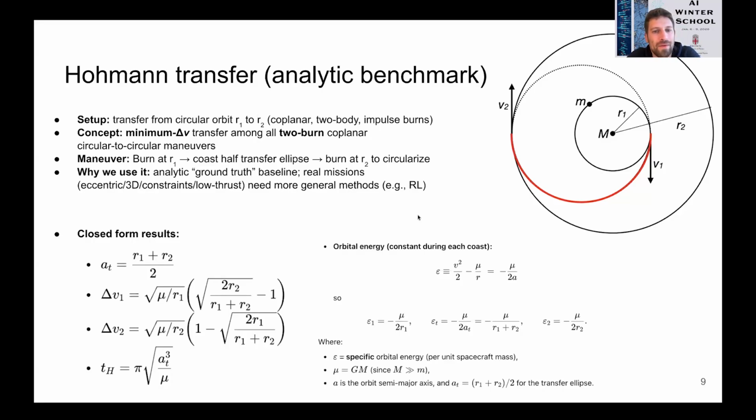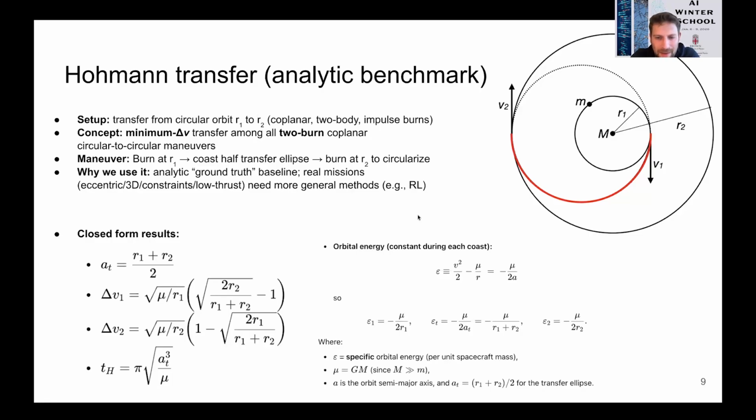However, real missions are often much more complicated. You often have not perfectly circular orbits. It's in three dimensions, obviously. There may be other constraints, more than two bodies in the system, and other constraints like how big of an impulse your engine can provide. So in those cases, you need to do something more complex. One option could be a learning or reinforcement learning solution, and we'll talk about that a bit later.